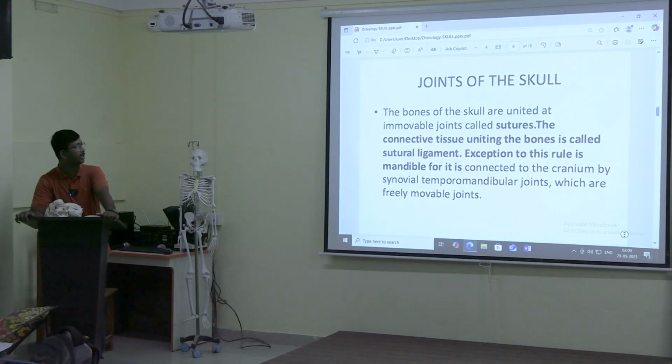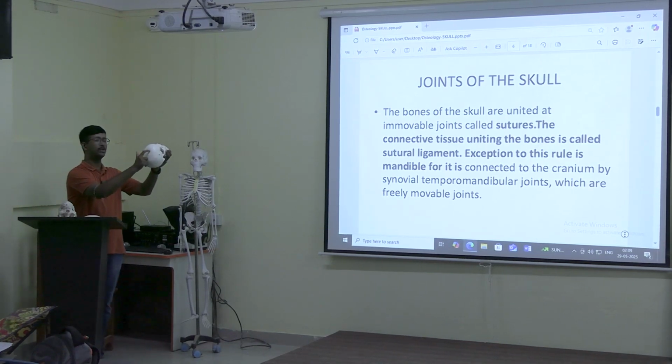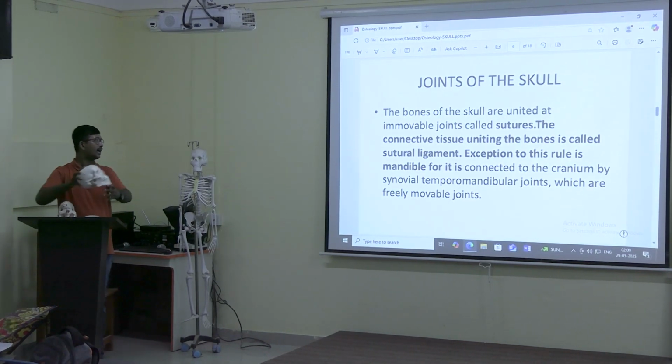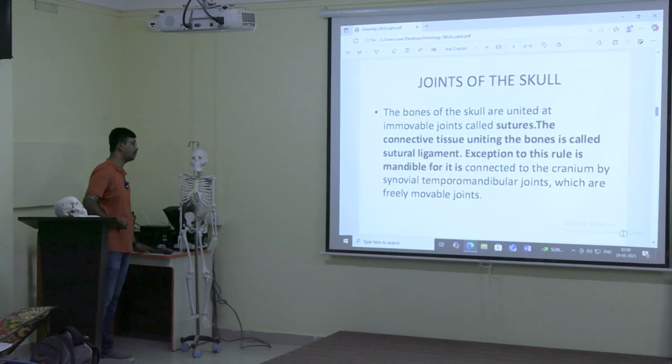Now the joints of the skull. I have already said that all these bones are joined together by sutures, and in the suture there is a sutural ligament. Except the mandible, which is connected by the synovial temporomandibular joint, a freely movable joint.